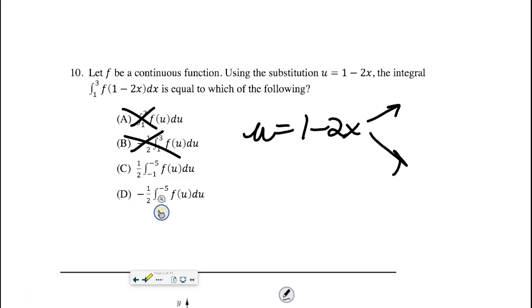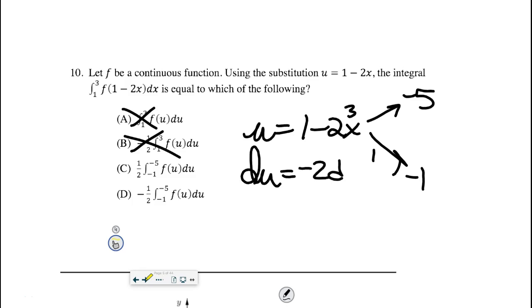So my new limits, let's see, I was 1. So I'll go from -1 and 3, so that'd be -5. Is that a 1 under there? No. Okay, so that didn't quite get me the answer. But my next thing is my du. What's my du on this one? How about Sam? It would just be -2 dx. So that's not what I want. So I fraction correct it.